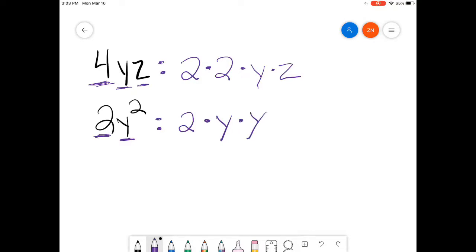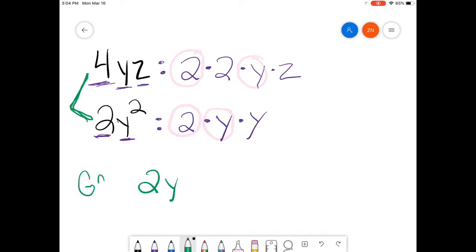In these expanded forms, I have some things that are alike. On top I have a 2 and on bottom I have a 2. On top I have a y and on bottom I have a y. So these terms I can pull out of the monomials because they have them in common. So if I circled 2y in both problems, the greatest common factor of both monomials would be 2y.